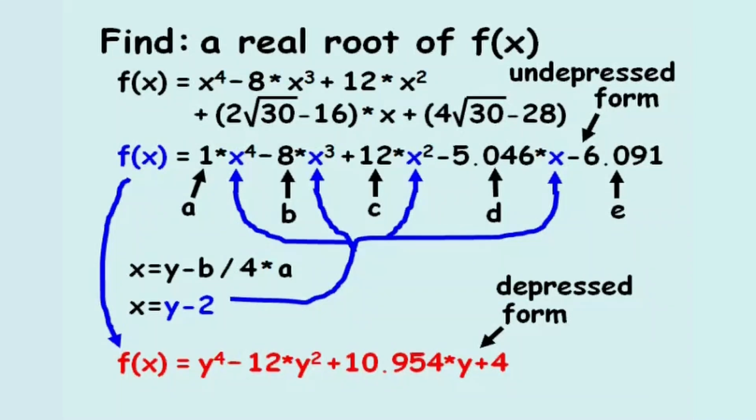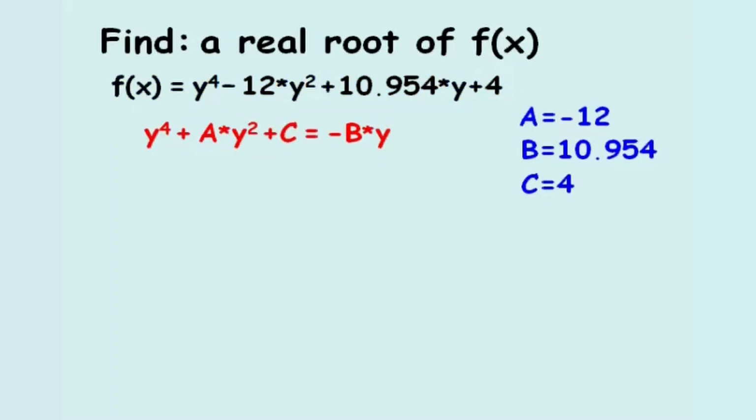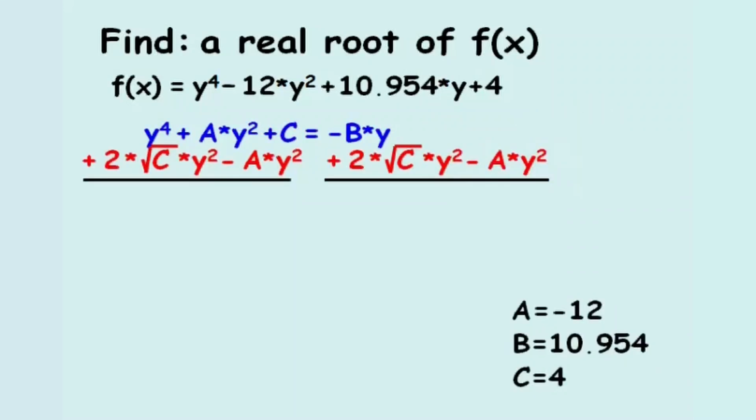Next, we'll assign variables uppercase A, B, and C to the quadratic, linear, and constant coefficients. Then, we'll subtract By from each side of the equation. Next, to complete the square on the left-hand side of the equation, we'll add the quantity 2 times the square root of C times y squared minus A times y squared.